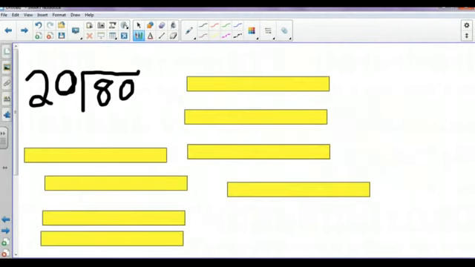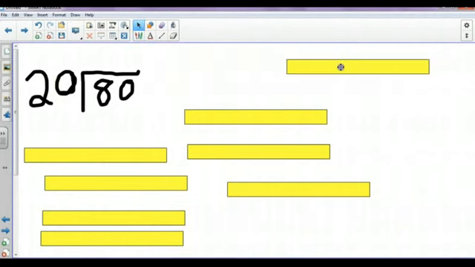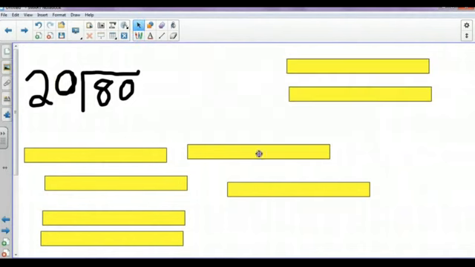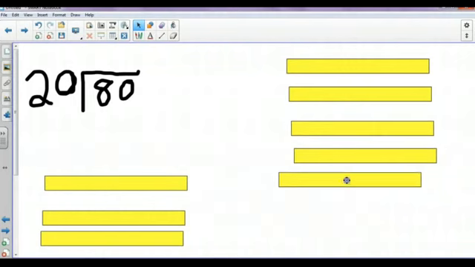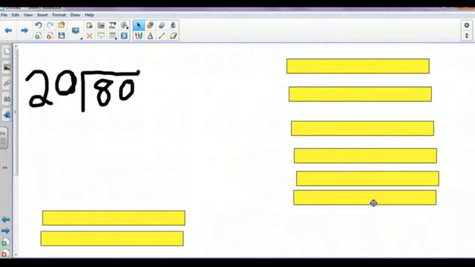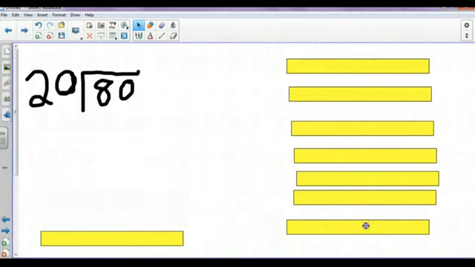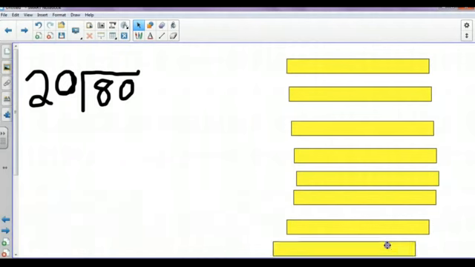Now for our next problem, we are going to do 20 into 80. So 80 divided by 20. First we need to get all of our blocks out. So we have 10, 20, 30, 40, 50, 60, 70, and 80.